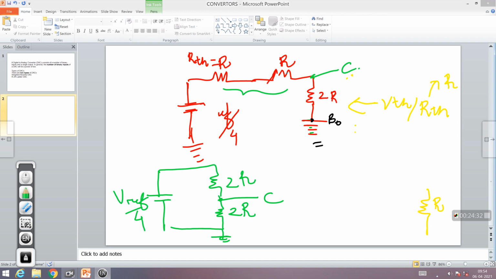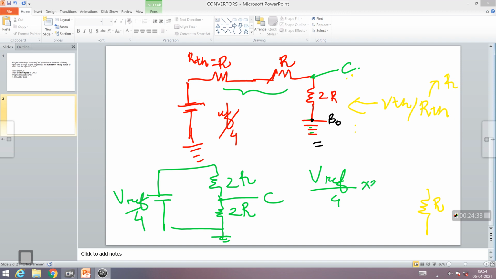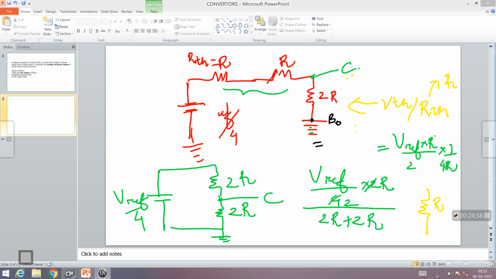So this again forms my voltage divider network. So I did Vref by 4 multiplied by 2R divided by 2R plus 2R. This comes out to be half. This is Vref times R times 2, you divide and you multiply 1 by 4R. So you cancel this, and this comes out to be Vref by 8. So what is the voltage VTH in this case? It is Vref by 8.